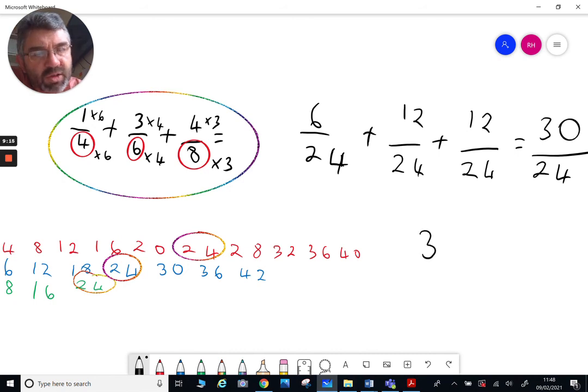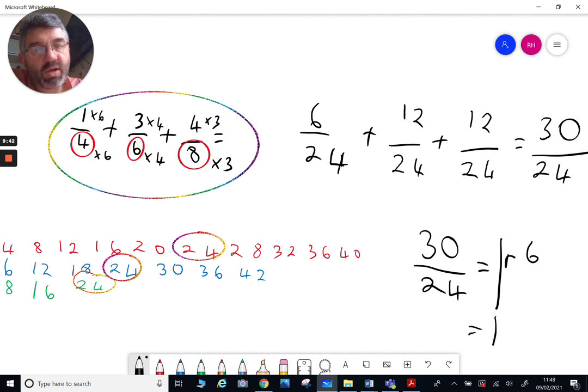Now 30 over 24, of course, is top heavy. There's more on the top than the bottom. So we do a quick divide. How many times does 24 go into 30? Well, 24 into 30 goes once, and then we count on and we go 25, 26, 27, 28, 29, 30. So we've got once, and we've got a remainder of 6, which will give us 1 whole and 6 over 24.